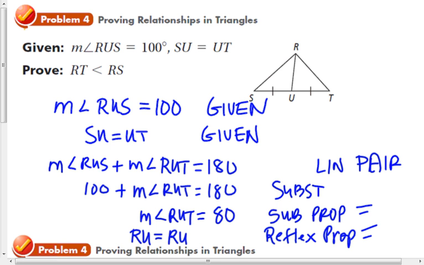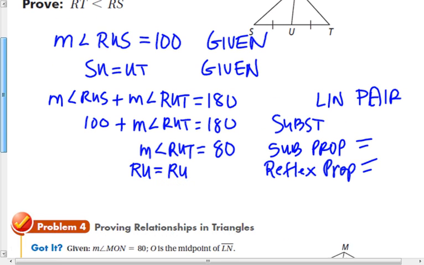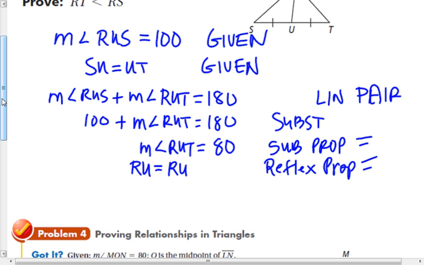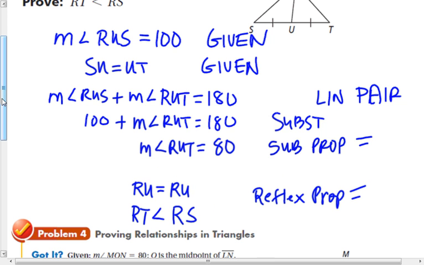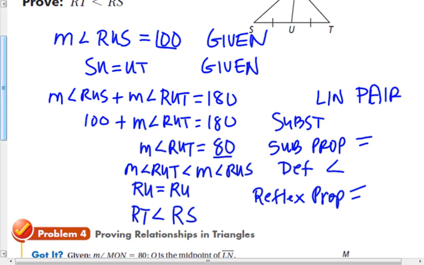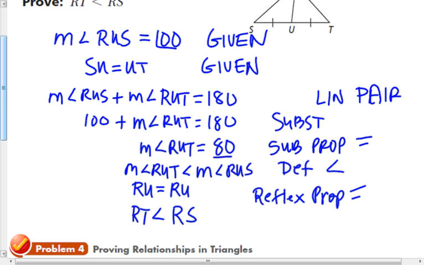So we can now say that RT is less than RS, and that is by, let's add a little bit here, just so we don't miss out on this. We know that the measure of RUT equals 80, so we can now say that the measure of angle RUT is less than the measure of angle RUS, and that's by, let's just say that's the definition of less than, because obviously 80 is less than 100. Okay, and since we have that as less, we have RT is less than RS by the hinge theorem.